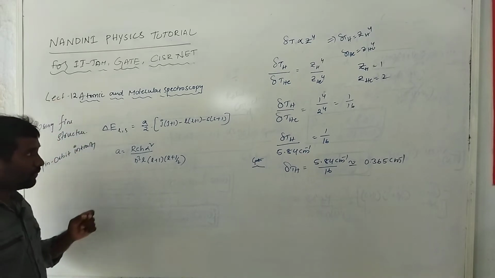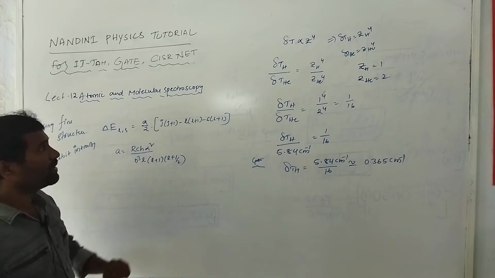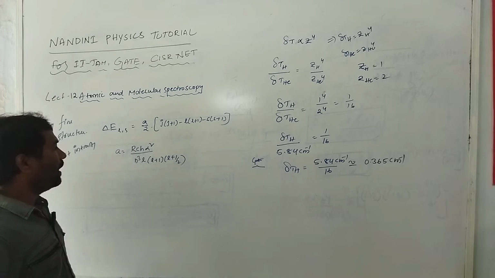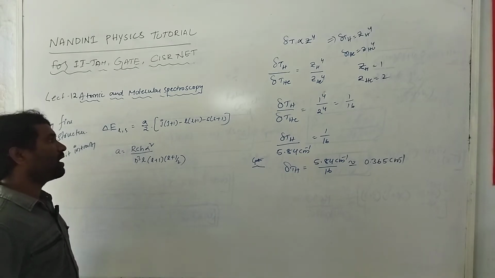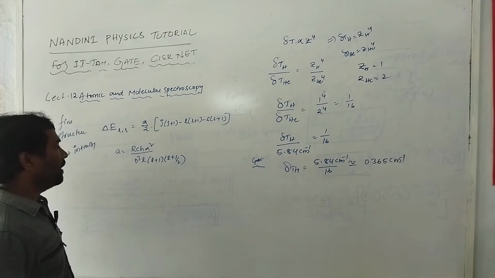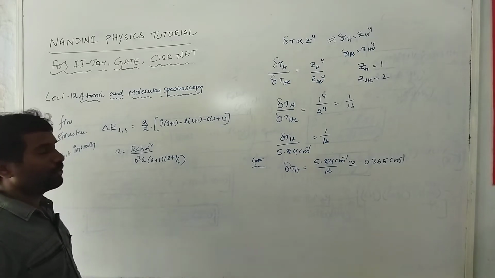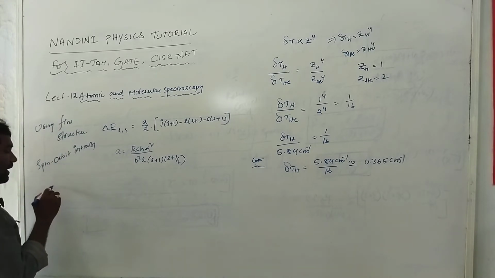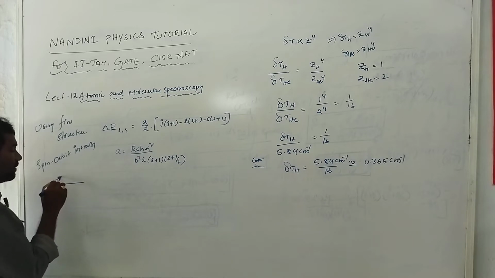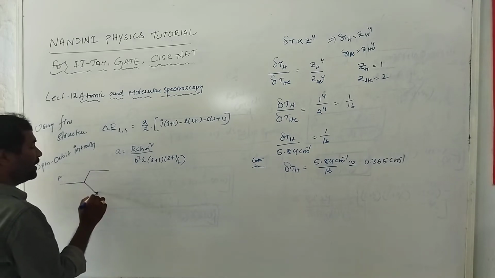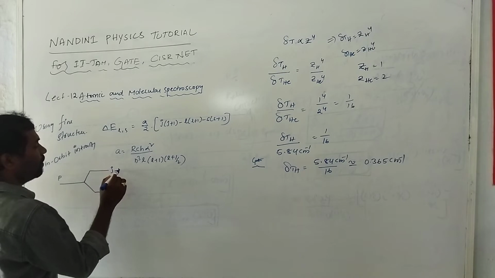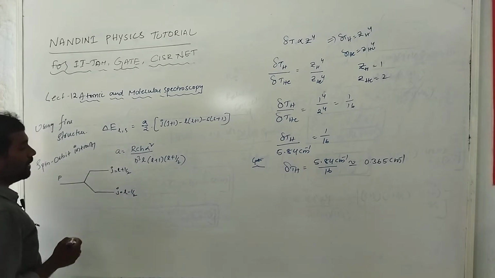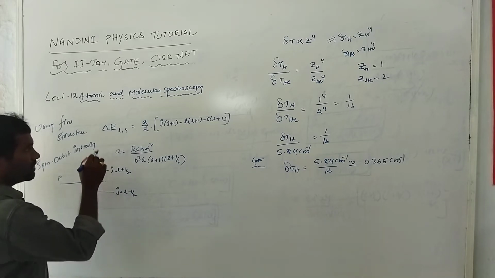Delta E LS is equal to A by 2 times J into J plus 1 minus L into L plus 1 minus S into S plus 1. So this is A where A is equal to R C H alpha square and N cube L into L plus 1 into L plus 1 by 2. So suppose according to spin orbit interaction, this is the P state. This P state is split into two ways, that is J is equal to L plus half and J is equal to L minus half. So there is a shift between these two.